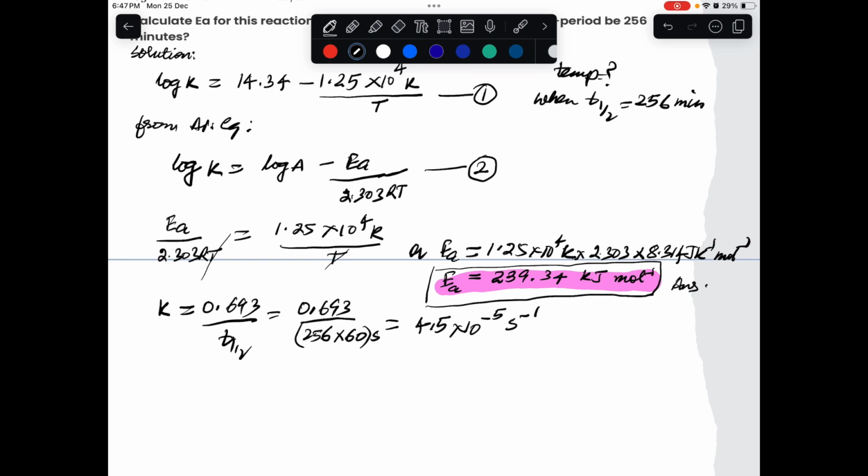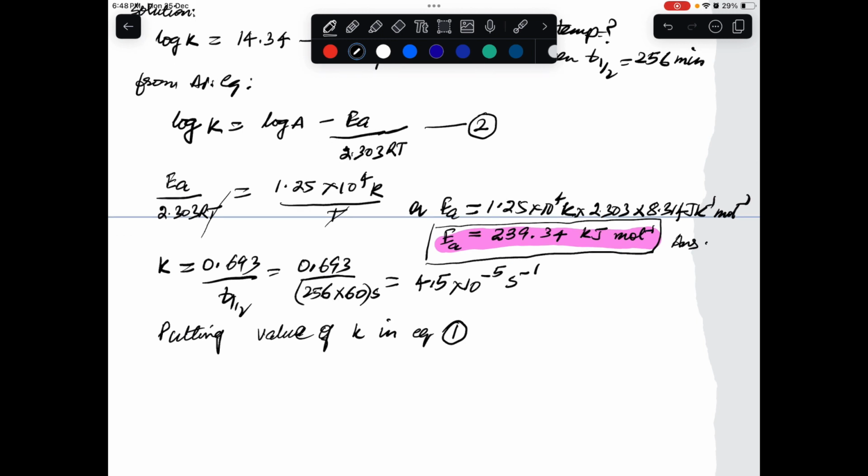Now we will be putting value of K in equation number 1, that is the given equation. So the first equation is the log K value. We will be putting, so log of 4.5 into 10 raised to the power minus 5 per second is equal to 14.34 minus 1.25 into 10 raised to the power 4 divided by T. T we have to calculate in this case.